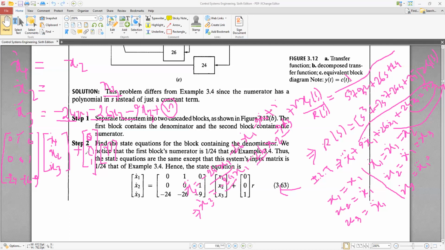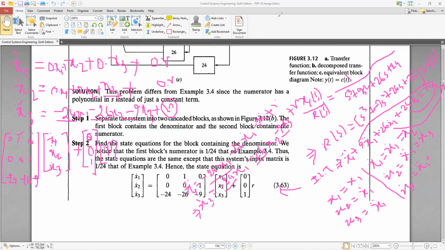You understood? Yes, sir. Because see, here it means 0 times r. Here also it is 0 times the r coefficient. Similarly, 0 times x1 plus 0 times x2 plus x3, something like that. That is why they do this.